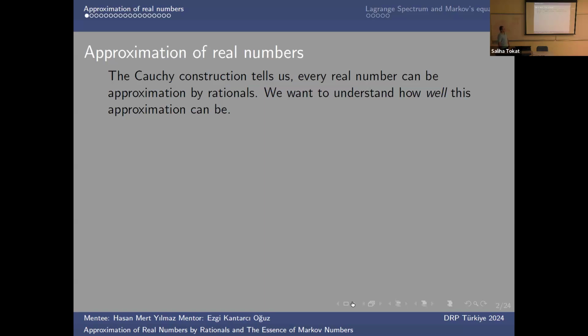We want to approximate real numbers by rational numbers. The construction of Cauchy sequences of real numbers says that every real number can be approximated by rational numbers. But we want to measure and classify this approximation, how well it can be made.